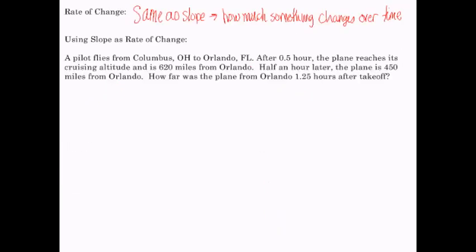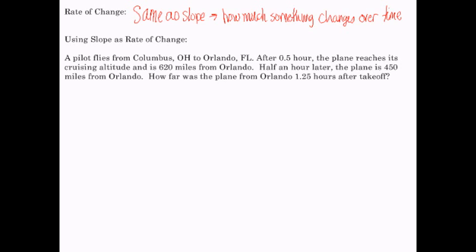Slope and rate of change are the same. The concept is the same. It's just how much something's changing over time. Something could be going up over time, or going down over time, or there could be no change and it's horizontal over time, or there could be no time and it's completely vertical, and it would be an undefined rate of change. So we can use the slope as rate of change to predict things.